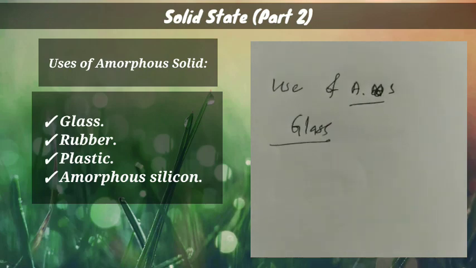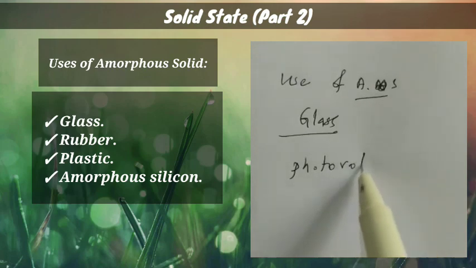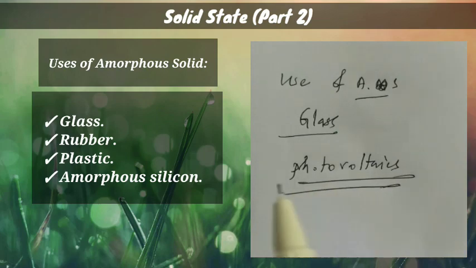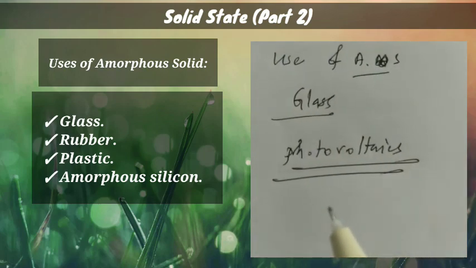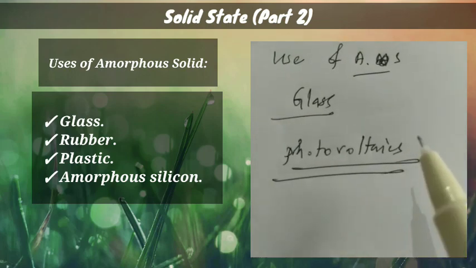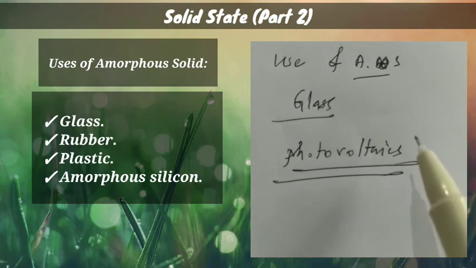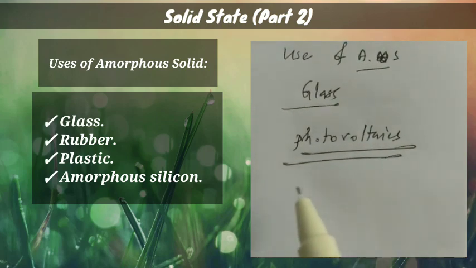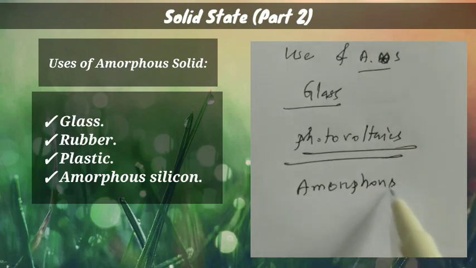Again, in photovoltaics. So what is photovoltaics? Photovoltaics is the solar panels, solar cells, by using which we can get electrical energy from sunlight. Photovoltaics are the devices by using which we can convert solar energy into electrical energy. Nowadays in photovoltaics we use amorphous silicon.